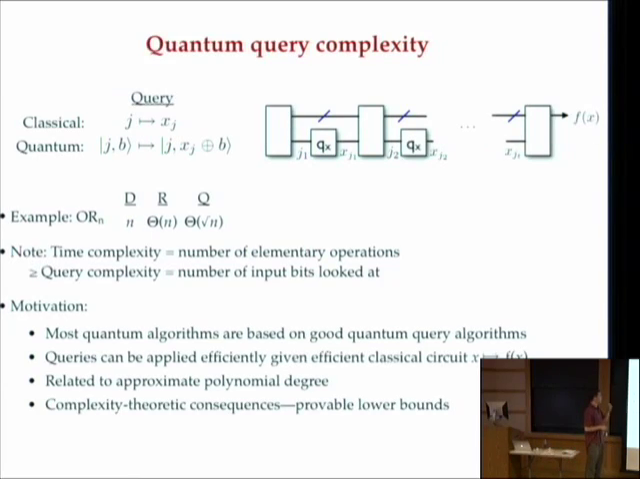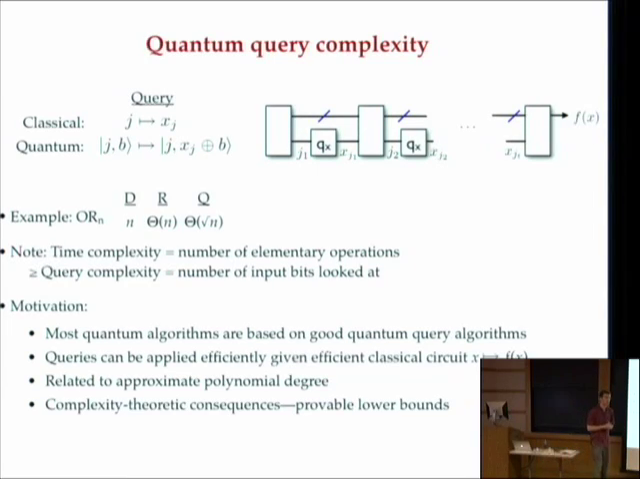For example, for the OR function, which corresponds to searching for a 1 in a binary string, the deterministic decision tree complexity is n, randomized is theta of n, and the quantum case is actually just square root of n. That's Grover's algorithm. And it should be said that query complexity isn't really what we care about when we're designing quantum algorithms.